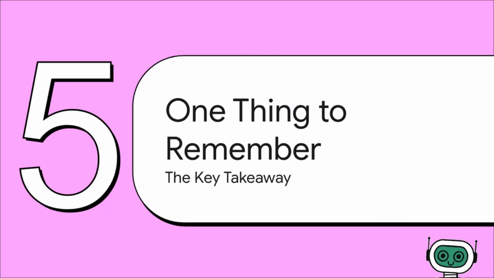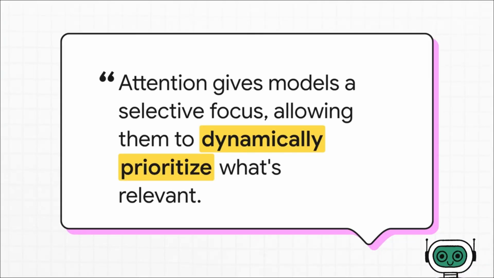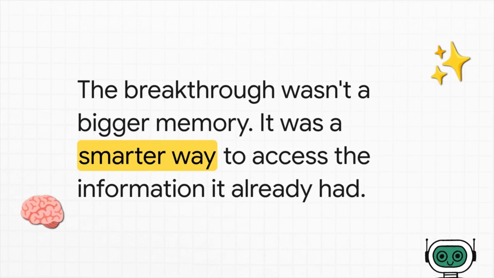All right, so if you're going to remember just one thing from all of this, let it be this. Attention is the mechanism that gives an AI model a kind of selective memory. It's what allows it to dynamically focus on only the parts of the input that are relevant for the task at hand. The real breakthrough wasn't about giving the model a bigger memory. It was about giving it a smarter way to use the memory it already had. It's not about remembering more, it's about remembering smarter.